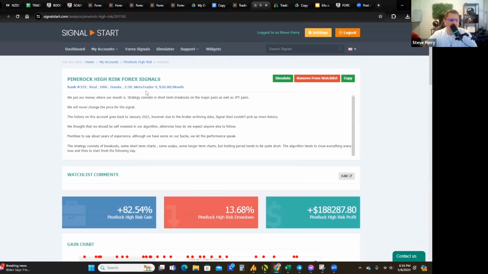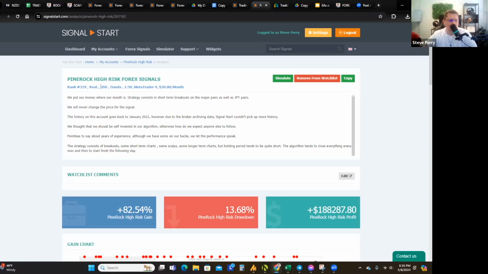So they tell you a little bit about themselves, where they rank out of the 1,200 copy traders. They rank 319. It is a real account. Only invest with copy traders that are real accounts, which I believe all of these are. But double check that. If it says demo, don't touch it. It's got to be a real account. I only want to invest in people that will risk their own money.